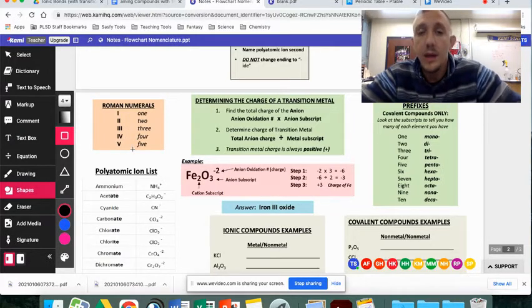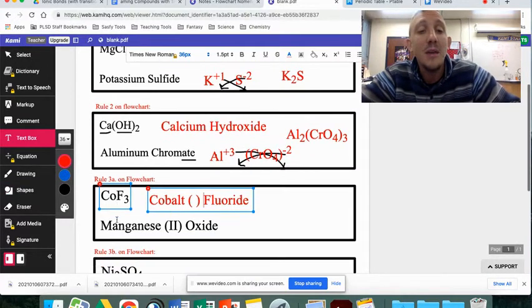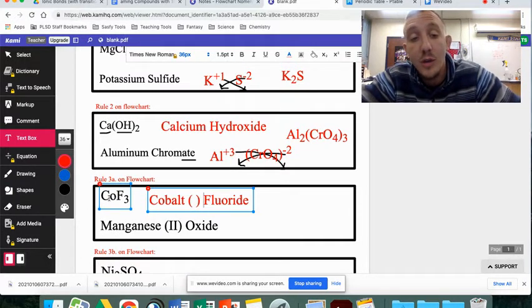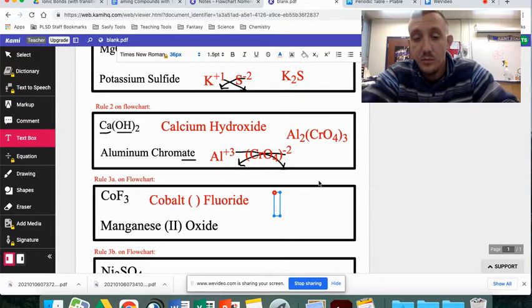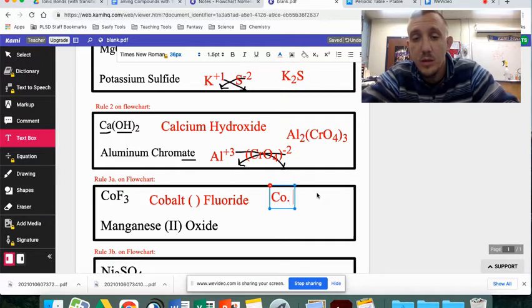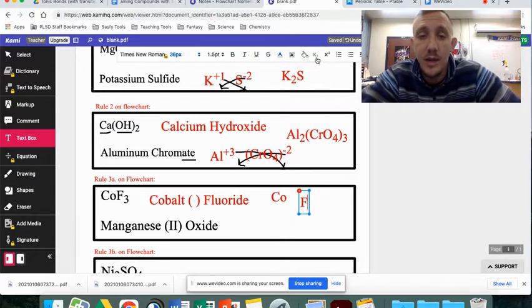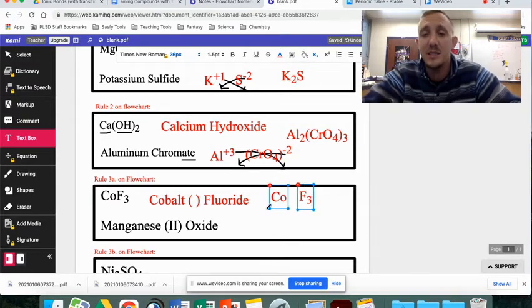The hardest ones that you might struggle with are the ones where you are given the formula and you need to name it, because you have to figure out the charge of cobalt. And how do we do that? I'm going to rewrite this. So you have cobalt and fluorine. I'm going to rewrite this, but space it out just to give myself some space to write.